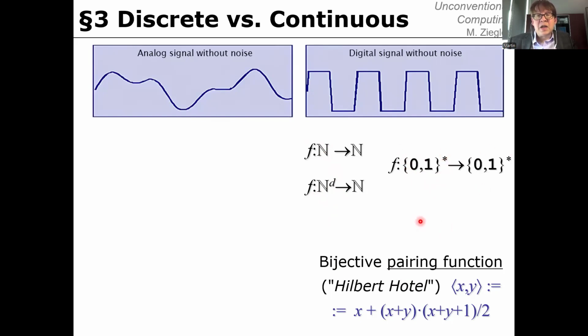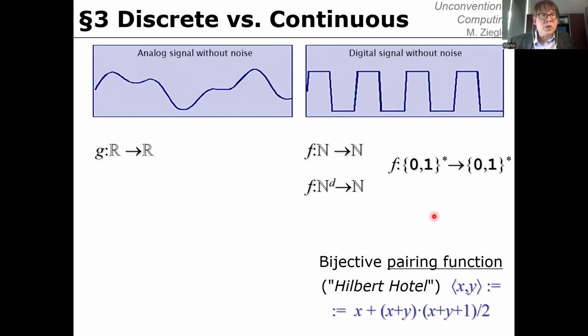And of course, one can combine two finite binary strings with some delimiter into a longer finite binary string. So here it's maybe more intuitive that there's not much of a difference if we have just one finite binary string, or if we have d finite binary strings, each one encoding a natural number. And all this is very different when we now move to the continuous setting for analog computing.